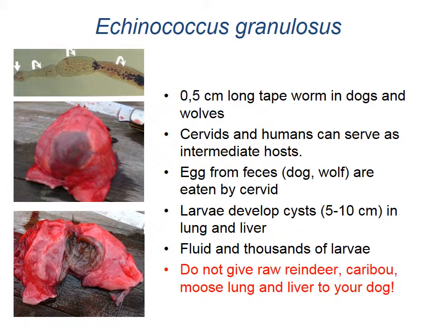The eggs are shed in the feces of canids and eaten by cervids. The eggs hatch into larvae and migrate to the liver or the lung. Thousands of larvae form a fluid-filled cyst. A carnivore will eat the cyst and become infected. This is a serious and sometimes life-threatening infection in humans. Surgery to remove the cyst without it bursting and spilling the larvae into the body can sometimes be very difficult.